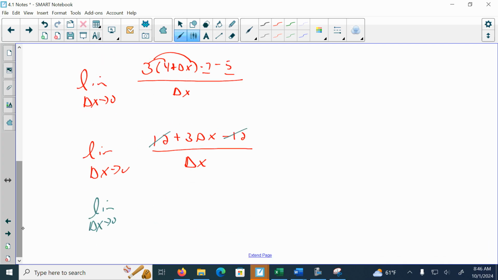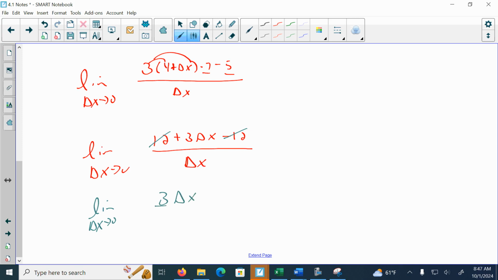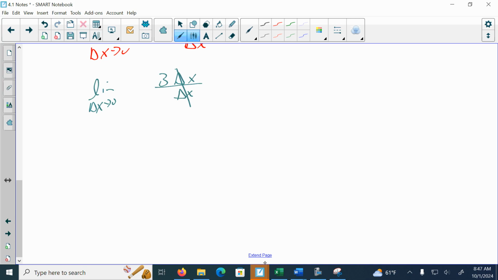So then I'm going to have 3 delta x over delta x. That's a factor, so I can simplify it. So my slope of my secant line is going to be 3, and just 3. And I kind of should have expected that.